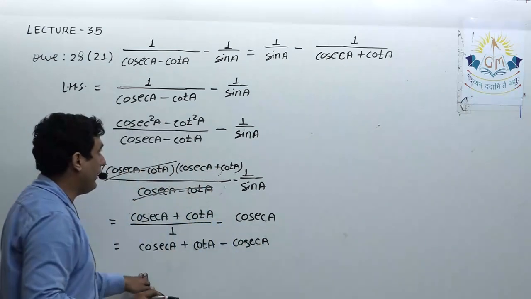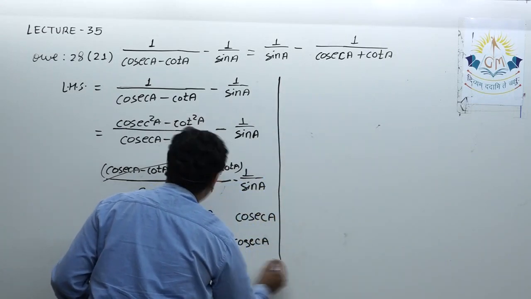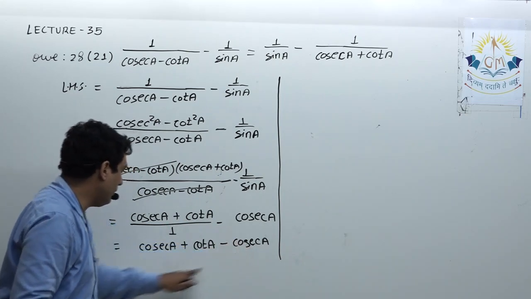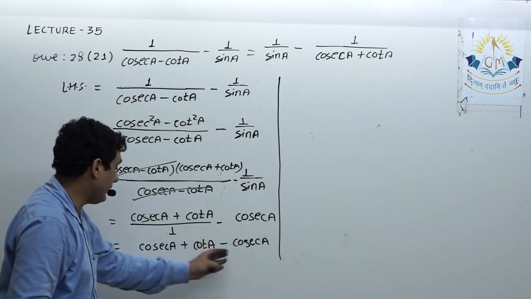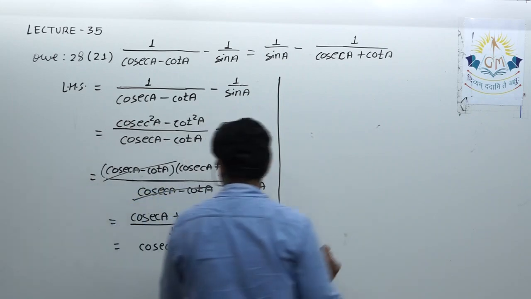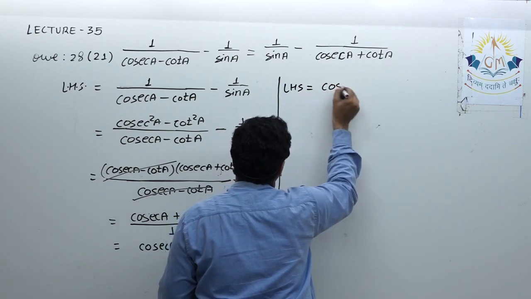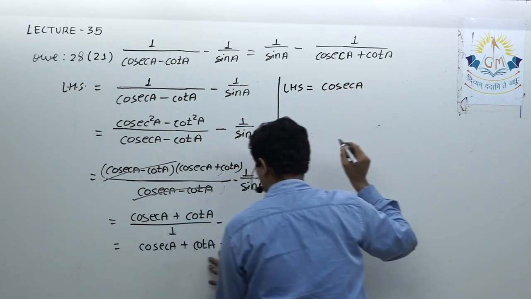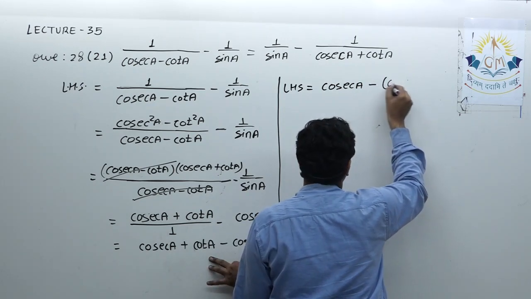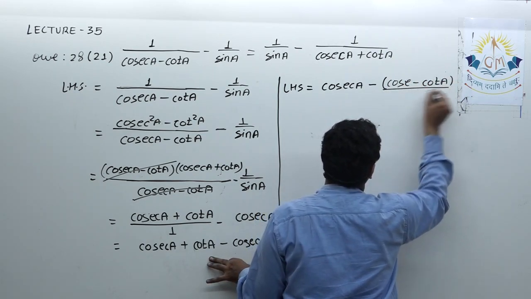Instead of cancelling this, let us see over here. Left hand side goes up to this. In the previous method we cancelled these cosec A. Here we won't cancel this cosec A. Now in the next step I write LHS is equal to cosec A. Now from these two I will take minus sign common. So here I will get cosec A minus cot A, and upon 1 is always there.